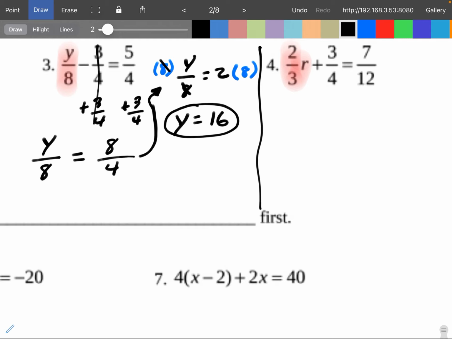So how do we get rid of that plus 3/4? Minus 3/4, good. So we're going to subtract 3/4 on this side, and then we're going to subtract 3/4 on this side. Well, these are going to cancel out and make 0 still, just like yesterday. So then we have 2/3 r is going to equal, we got 7/12 minus 3/4.